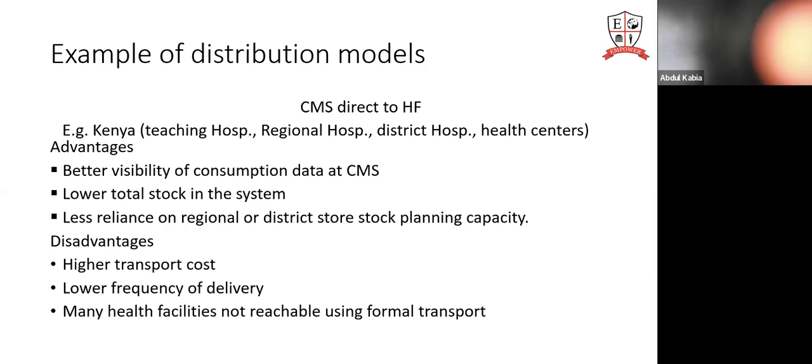Many health facilities are not reachable using this formal transport. Yes, because you are moving a bigger truck or a bigger vehicle to distribute, and some areas you cannot access by this. So it's also challenging.